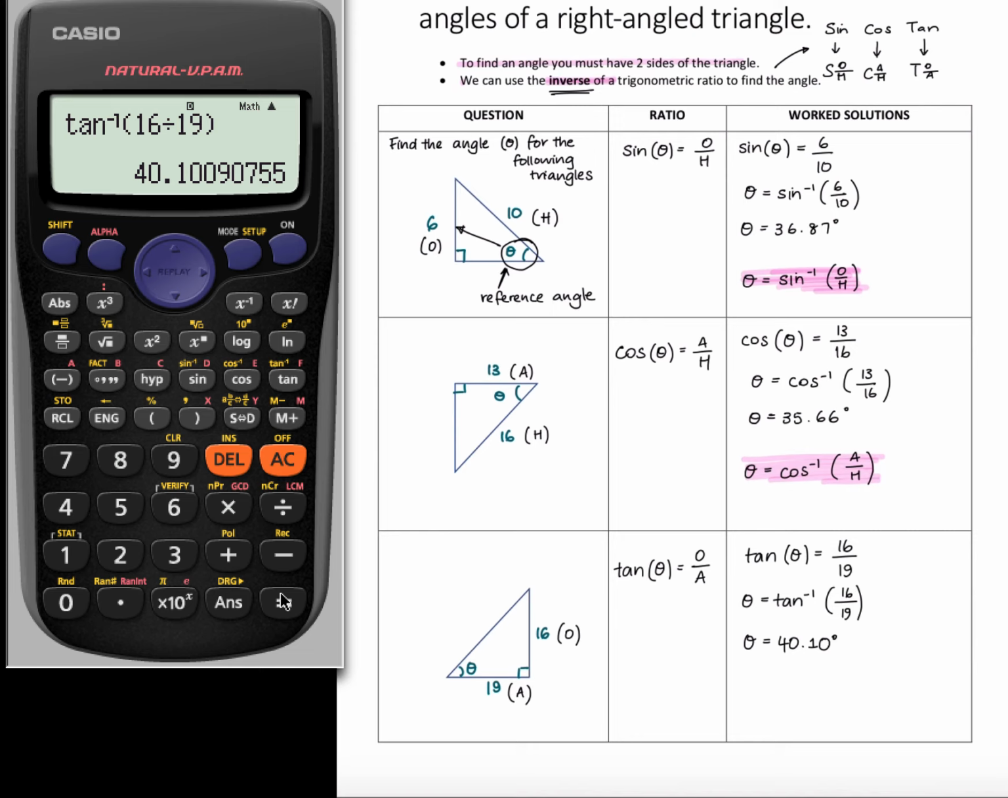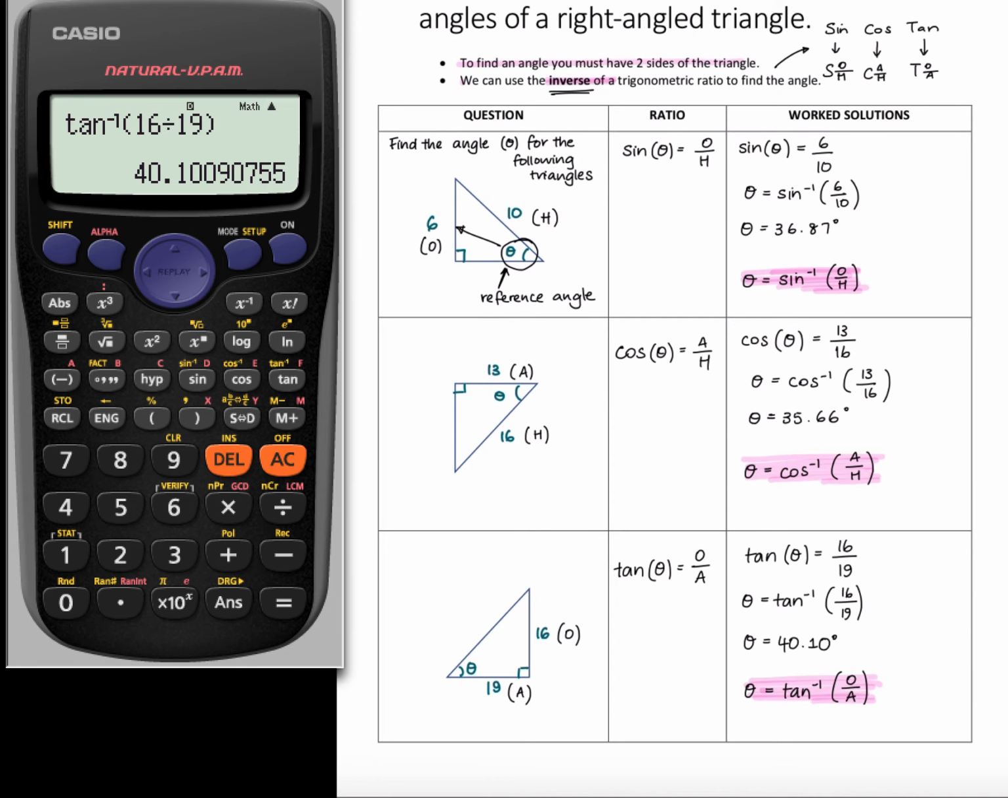Do make sure that when you are doing these questions, you read what decimal place your answer should be to. So if I'm going to write a generalized equation for tan in order to find my angle, I'm going to write theta is equal to the inverse of tan of opposite over adjacent. That would be my general equation to find the angle when we're using tan.